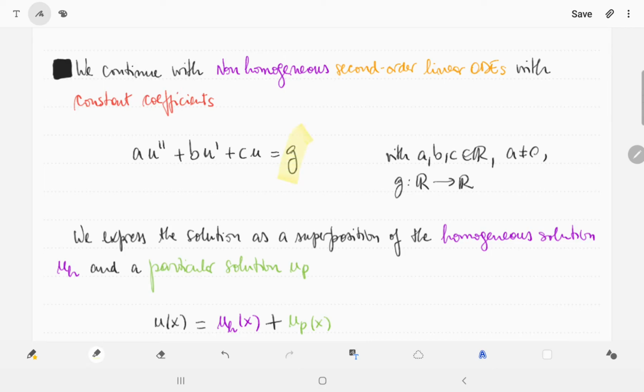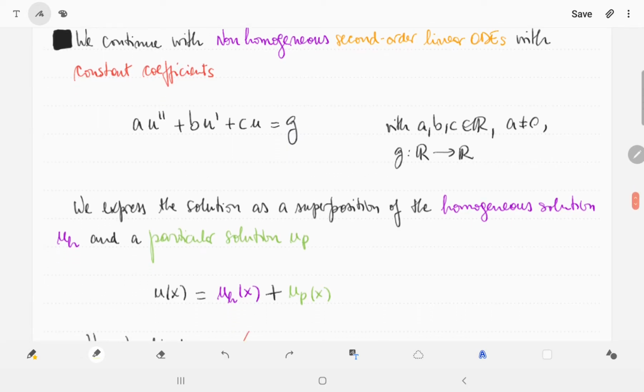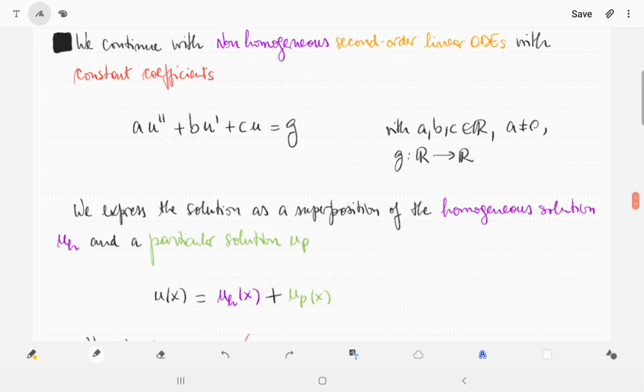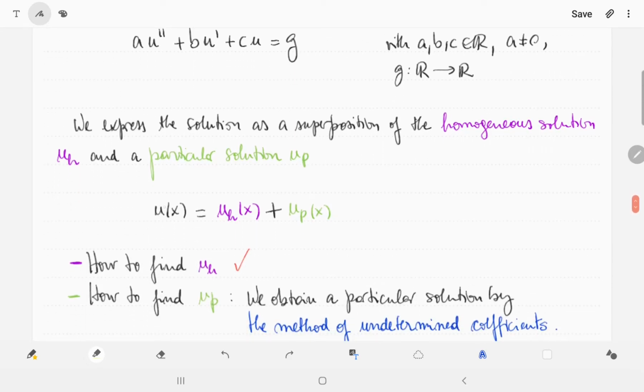When we have a function g that is not necessarily 0, what we must do is find the homogeneous solution and a particular solution. Then the general solution of this equation is just putting them together, adding them together. So the solution will be the homogeneous one plus a particular one.